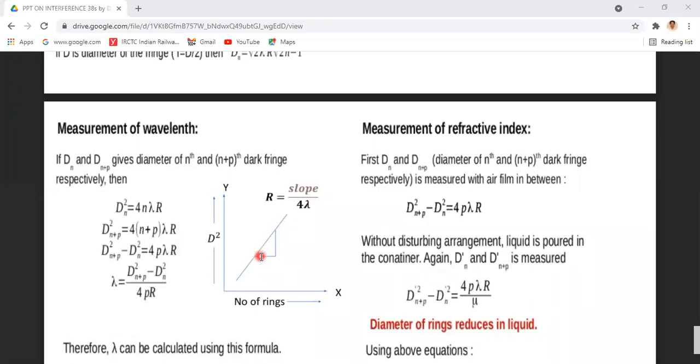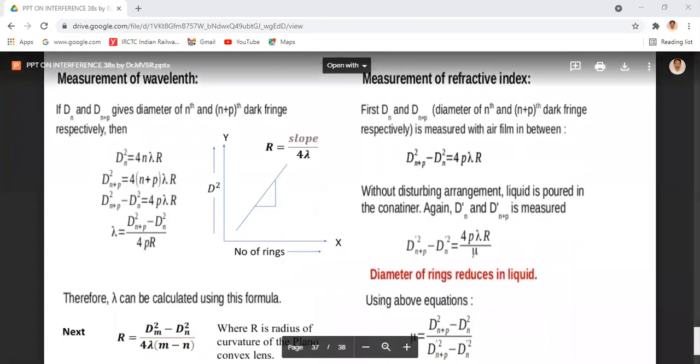The slope is equal to tan theta, which is opposite side divided by adjacent side. The opposite side is y2 minus y1, the difference of D squared values: D squared m+p minus D squared n, divided by n+p minus n. Otherwise, D squared m minus D squared n divided by m minus n. Therefore, lambda can be calculated by using this formula.